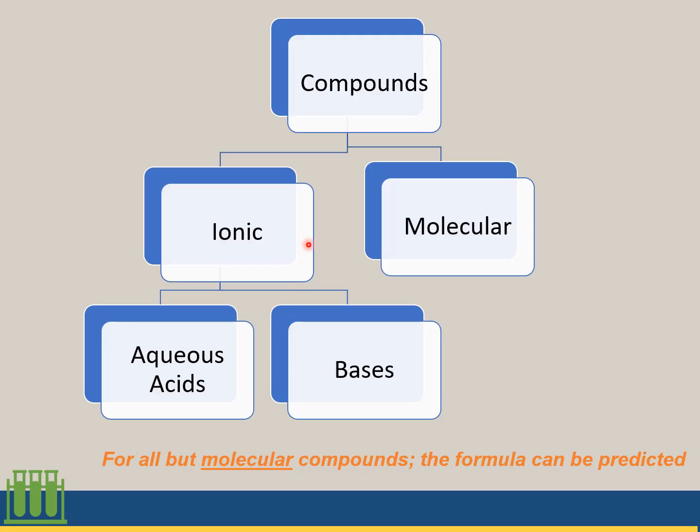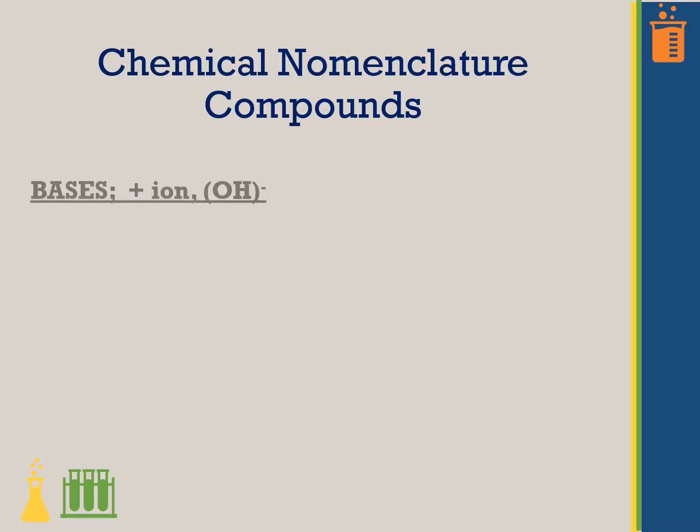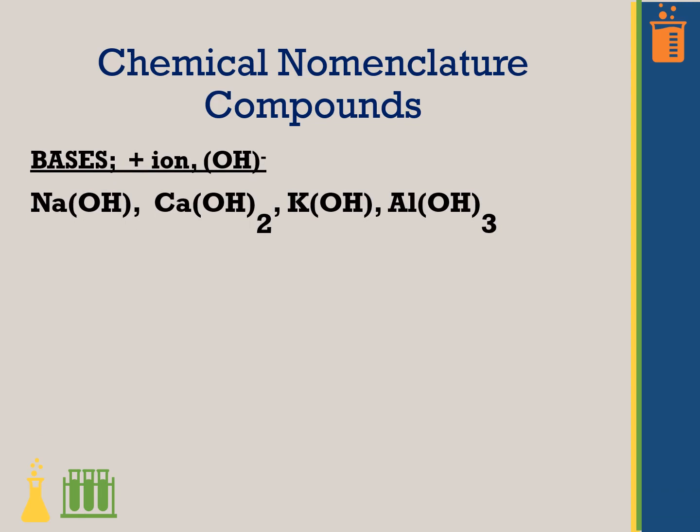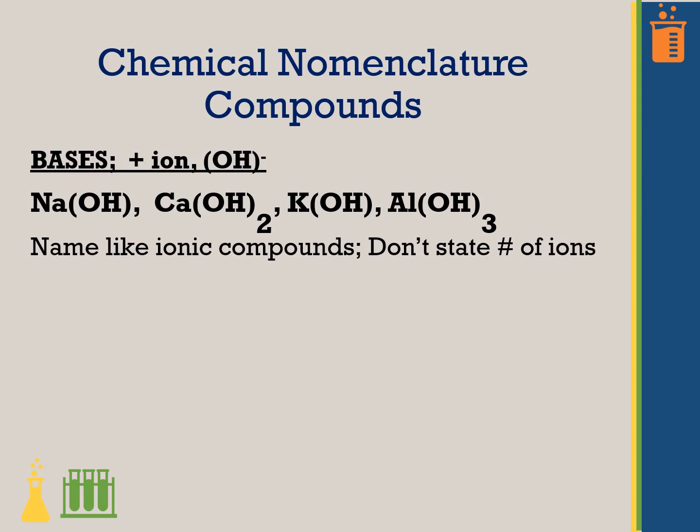The last thing we're going to talk about naming in this video is bases. Bases are a type of ionic compound where the negative ion is OH. The rules for naming ionic compounds are the same as those for naming bases, because bases are a subset of ionic compounds. So a base is going to have a positive ion, usually a metal cation, and then a polyatomic ion. That polyatomic ion is always OH, and the name of OH is hydroxide.